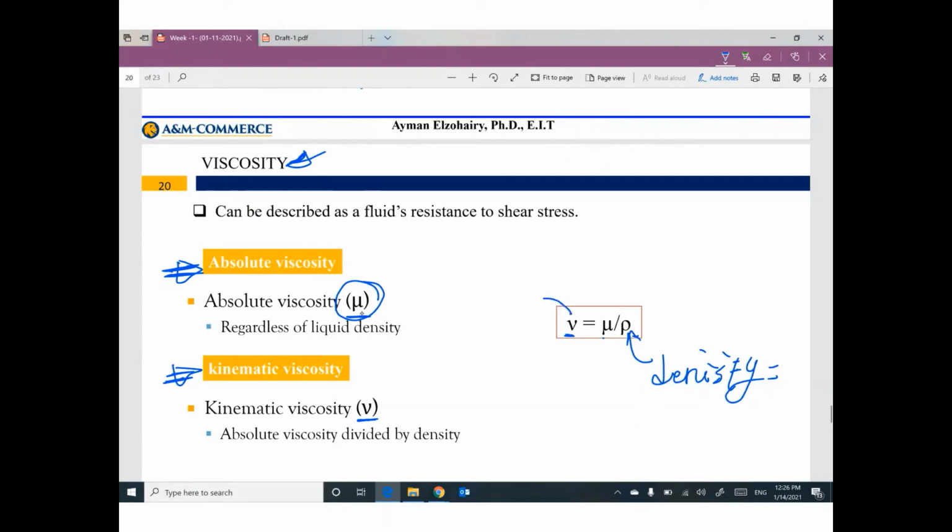So nu is the kinematic viscosity. Mu is the absolute viscosity. The relationship between both of them is the value of density. Just to keep in your mind, we have two types of viscosity, absolute and kinematic viscosity. We will discuss this later in chapter 3 and 4, I think.